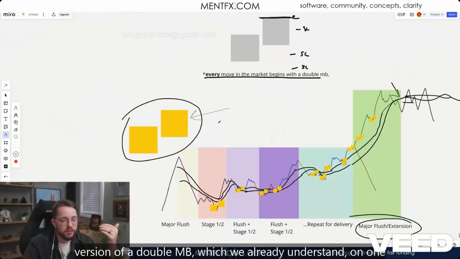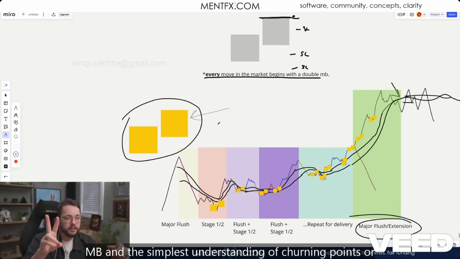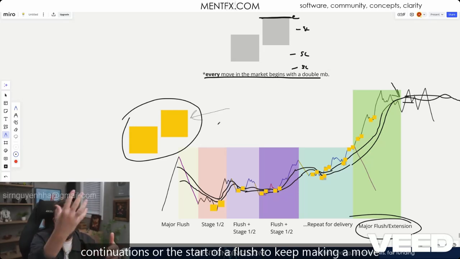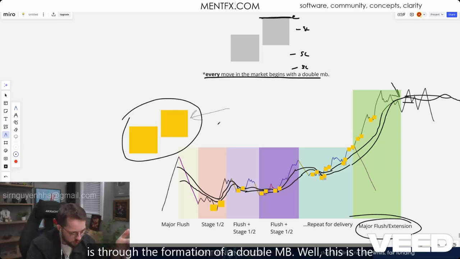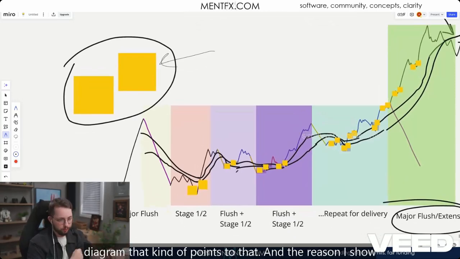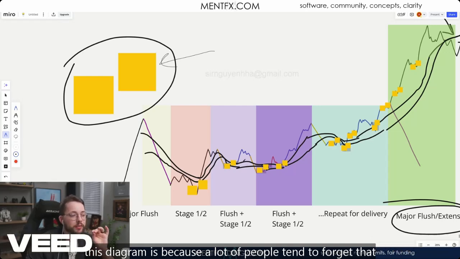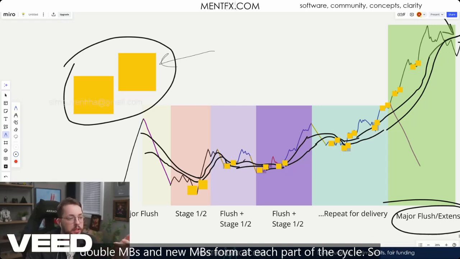So from a visual perspective, this is honestly what's happening. If you take the simplest version of a double MB, which we already understand, the simplest version of entries is entering through an MB, and the simplest understanding of turning points or continuations or the start of a flush to keep making a move is through the formation of a double MB. Well, this is the diagram that points to that. And the reason I show this diagram is because a lot of people tend to forget that double MBs and new MBs form at each part of the cycle.